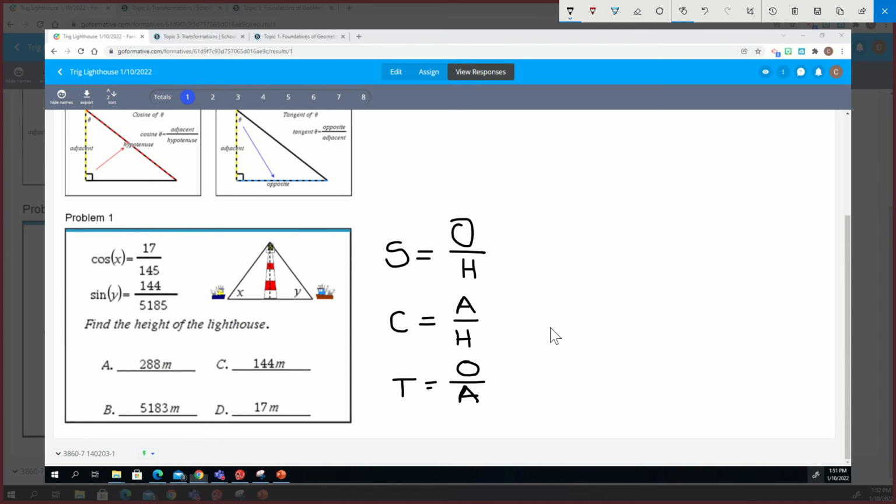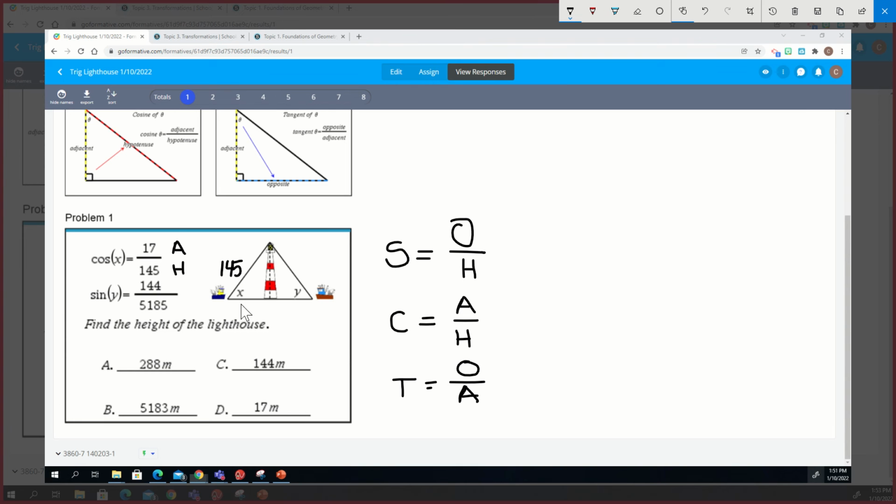So they gave us something here. They said, for cosine of x, so x is this angle, the adjacent side, cosine is adjacent over hypotenuse, so I'm just going to fill it in. I'm going to say this is A, and this is H, right? So they're saying A is 17 and H is 145. The hypotenuse is always like this outside thing. So I know this is 145 over here.